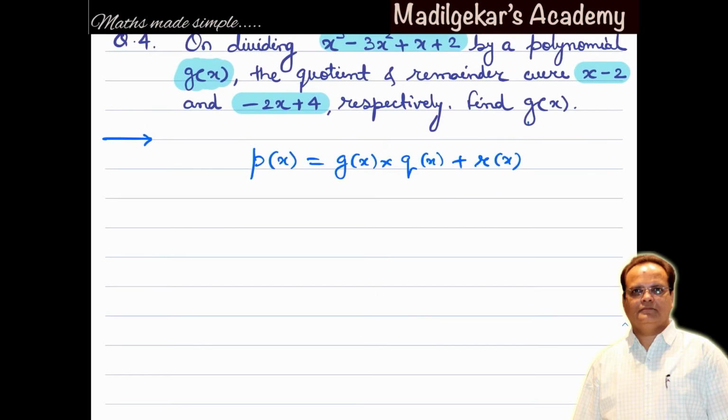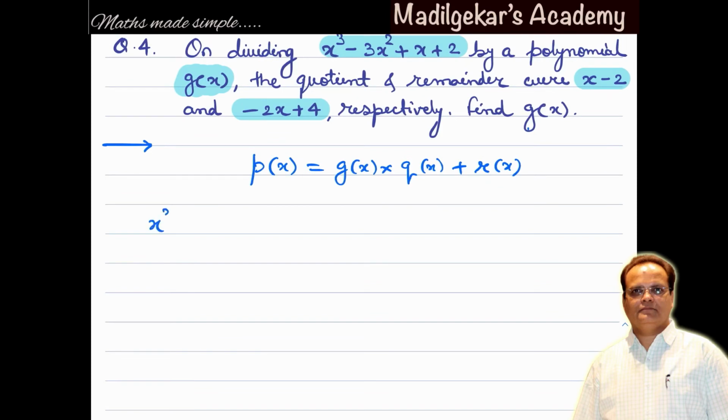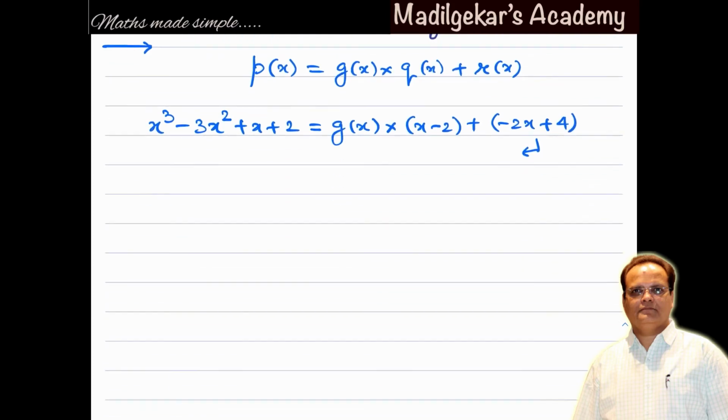So p of x is given, it is x cube minus 3x square plus x plus 2. G of x is to be determined. Q of x is x minus 2 and r of x is minus 2x plus 4. Take this factor to the left side. So we get x cube minus 3x square plus x plus 2 plus 2x minus 4 equal to g of x into x minus 2.